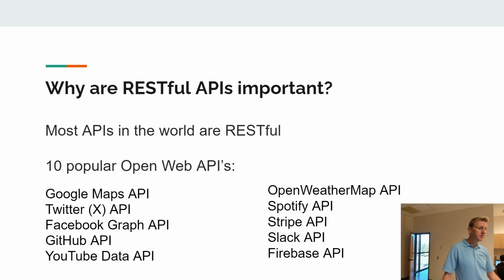And you can look at all these APIs that are made available: Google Maps, Twitter, Facebook, GitHub, YouTube, OpenWeather, Spotify, Stripe, Slack, Firebase. You guys have heard of all these companies, yes? Right? So their APIs, think of this.